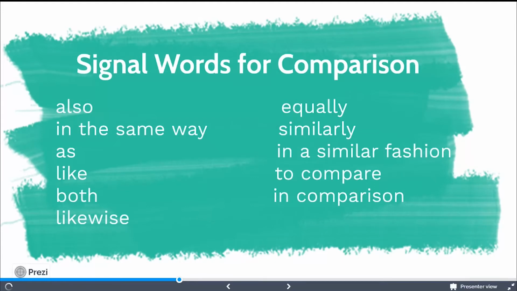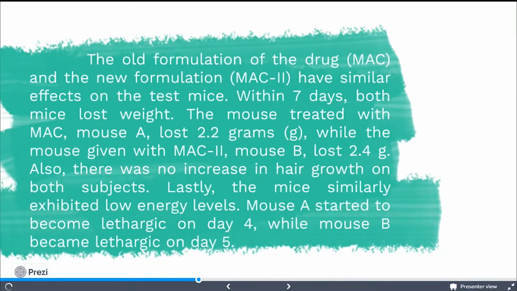Now, please read this given example silently. Can you identify what is being compared? If you can see, in the text, two minds are compared. Each point of comparison is drawn, just like weight loss, hair growth, and energy level. Also, the words both and similarly are used to signal comparison.